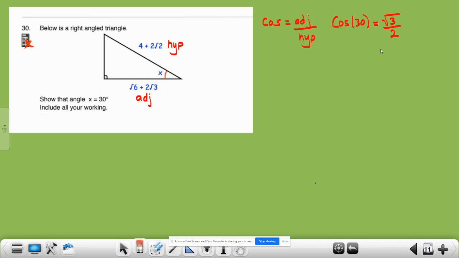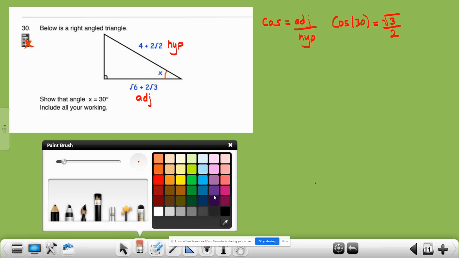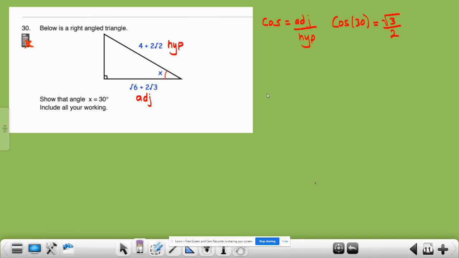You just have to remember those certain values. So what we've got to do is show that root 6 plus 2 root 3 over 4 plus 2 root 2 is equal to root 3 over 2. Already we can see that there's going to be more work involved in this.